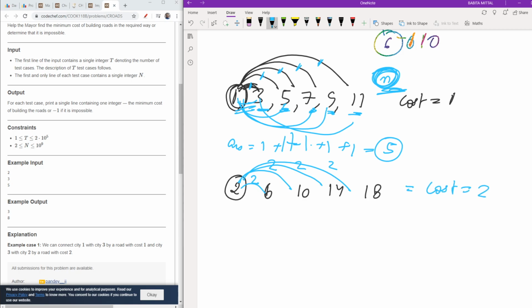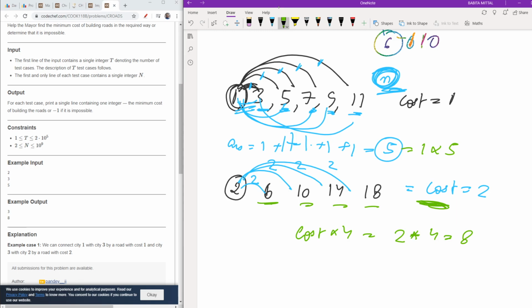So how will I obtain my answer? I will obtain my answer by multiplying this cost into the number of these numbers, which are 4. So the answer for the cost is 2 into 4, which is 8. Here it is 1 into 5, which are these numbers.